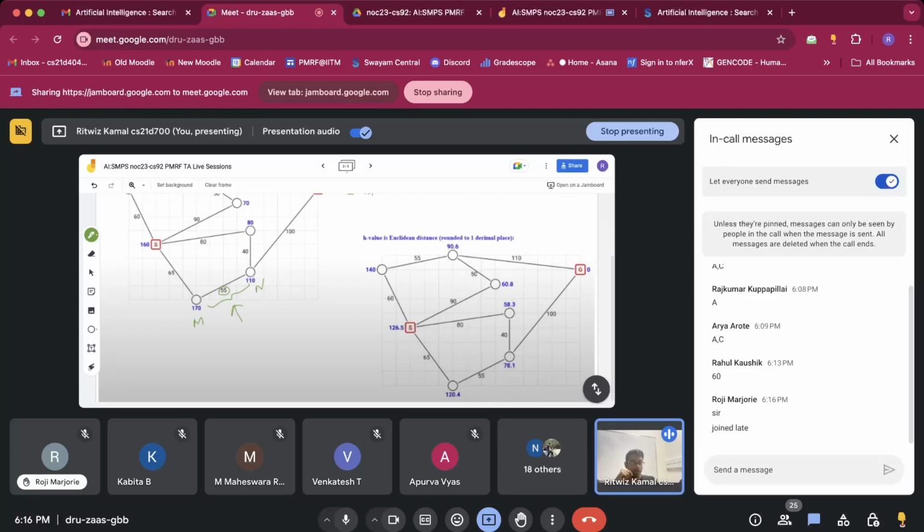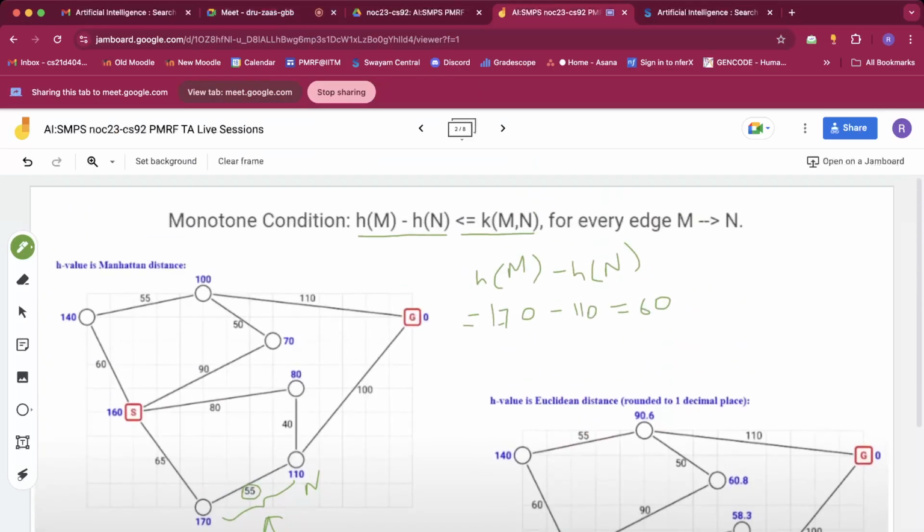Okay. So some of you might have joined a bit late and missed the first question. That's no big deal. So basically, I'll just give a quick recap of what we did. We wanted to see whether, given a map, using different heuristic functions like Manhattan distance versus Euclidean distance, each of those satisfy the monotone condition or not. Okay, and the monotone condition is this one.